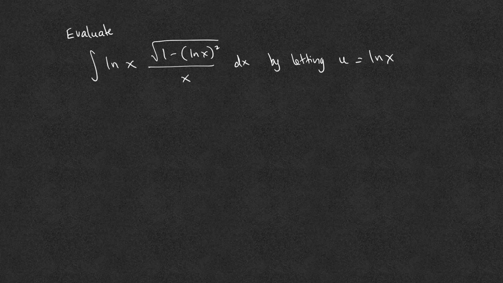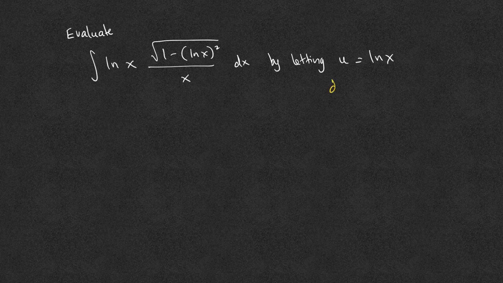Evaluate the indefinite integral of ln x times the square root of 1 minus (ln x) squared, over x dx, by letting u equals ln x. Normally, we would let u be the entire inner function, but this time we're asked to use u equals ln x, so we must use u equals ln x.